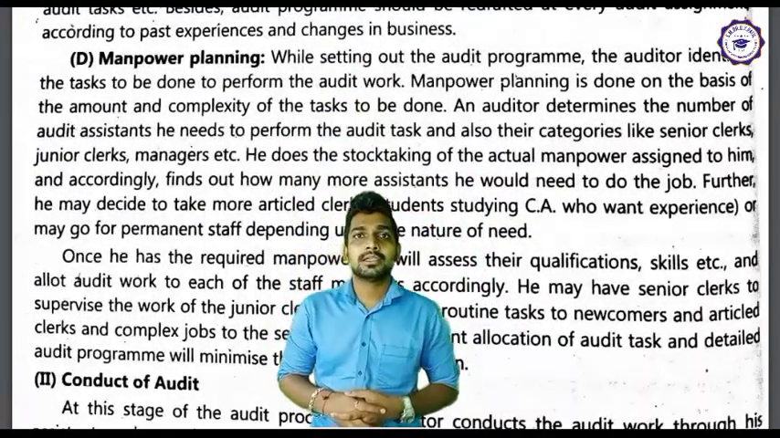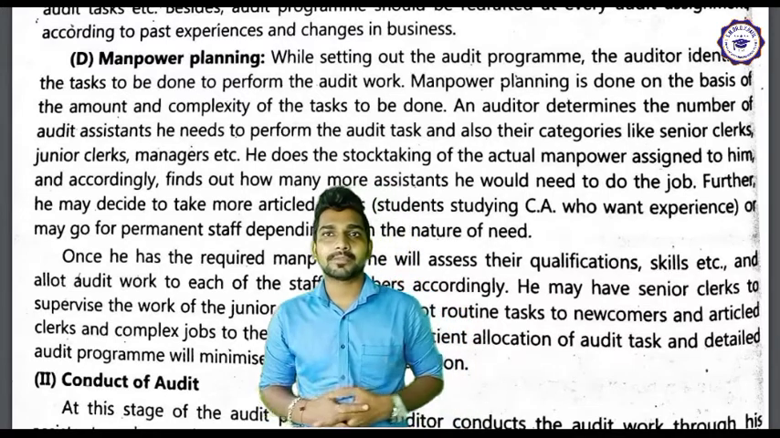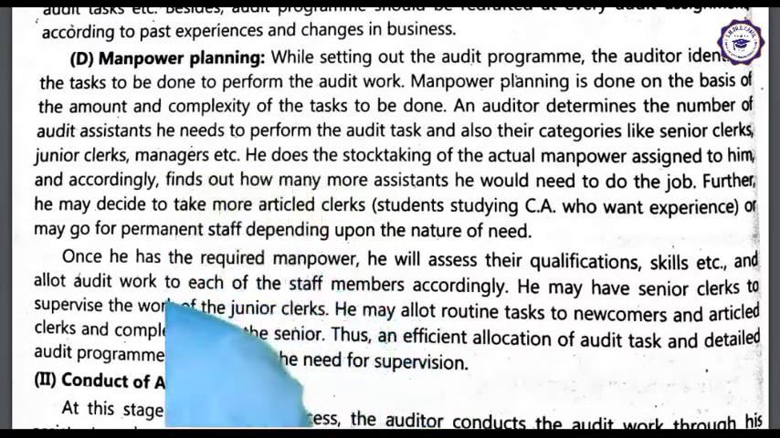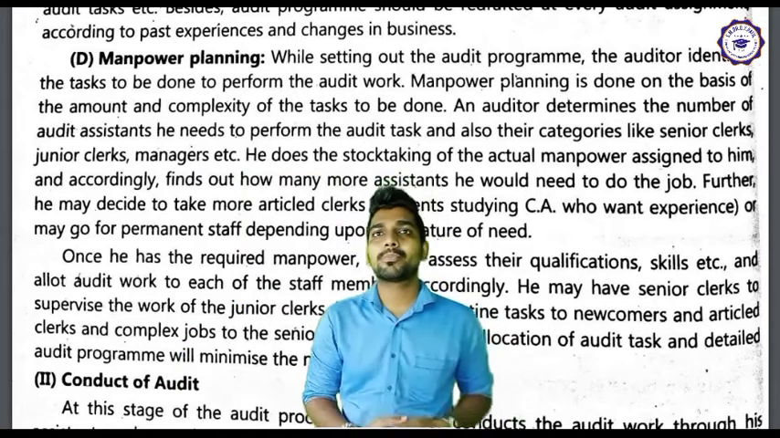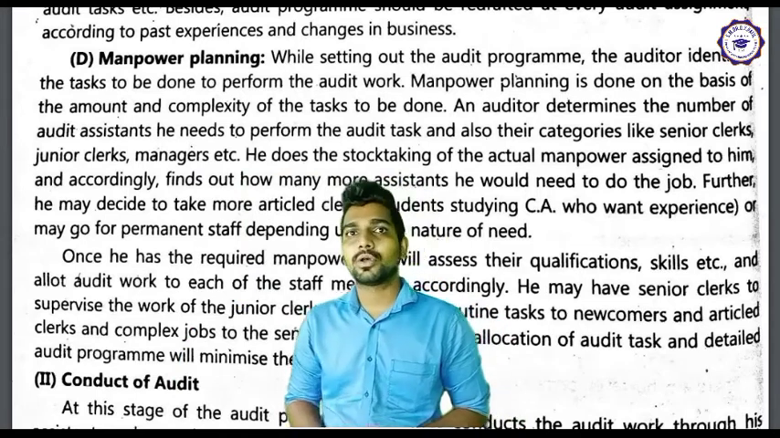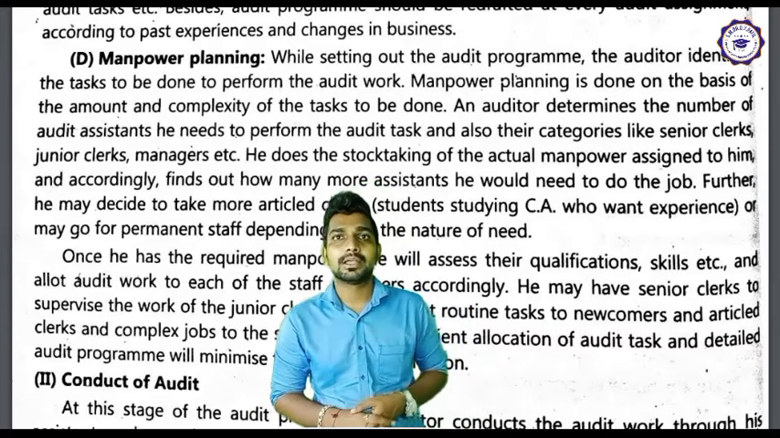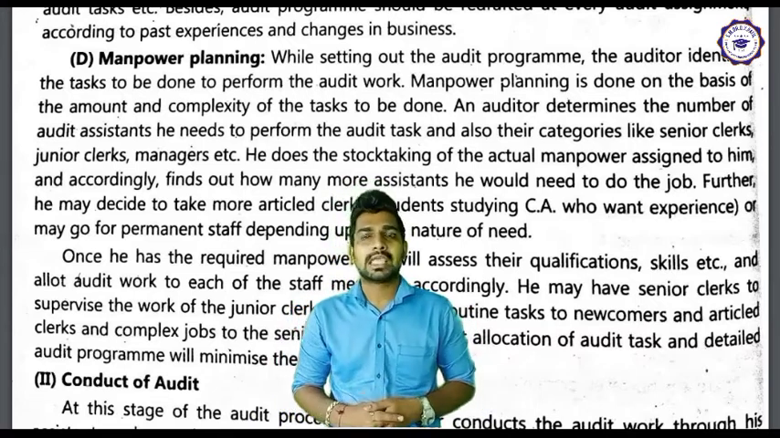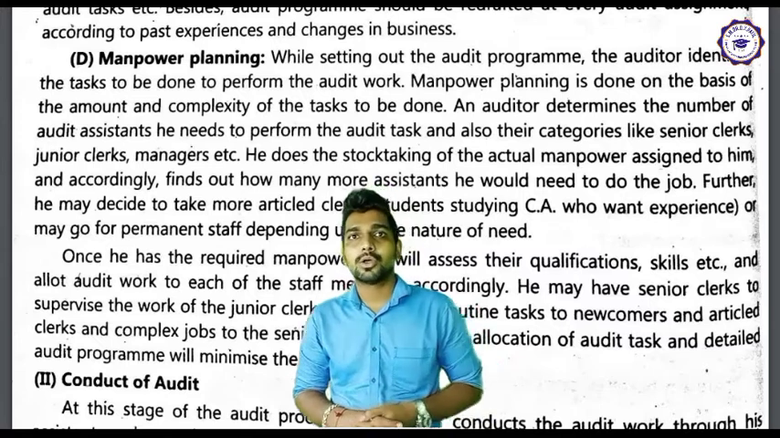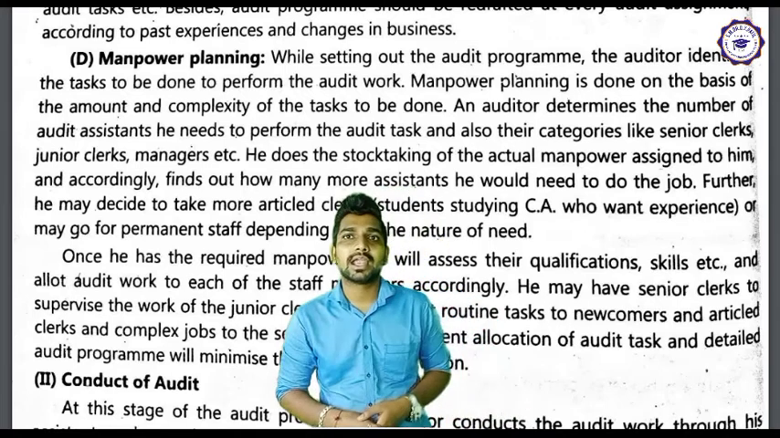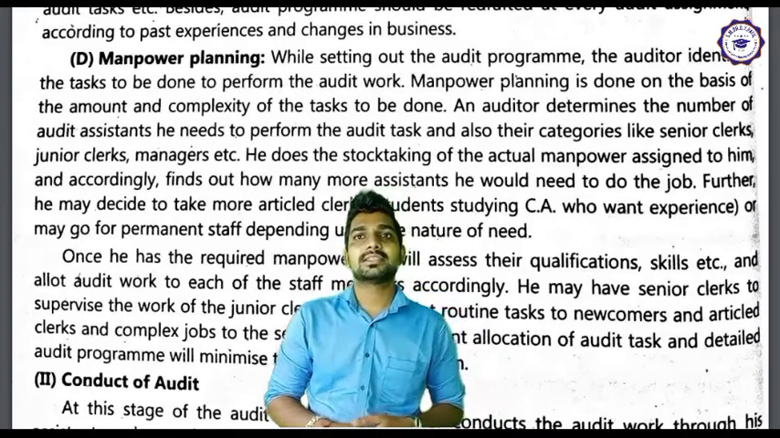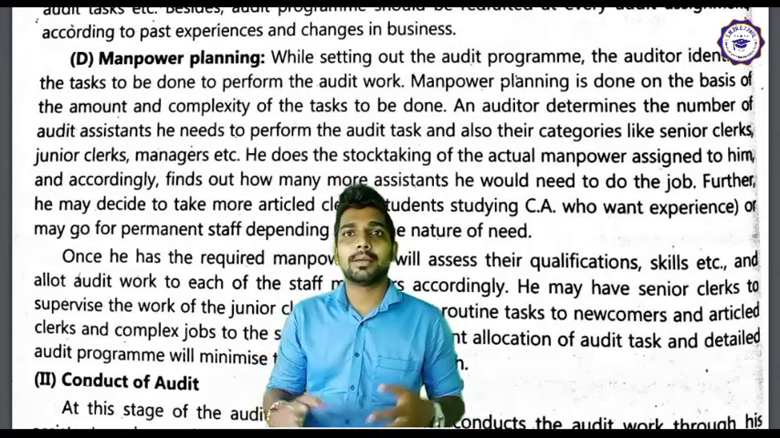Next one is D point, that is manpower planning. So while setting out the audit program, the auditor identifies the tasks to be done to perform the audit work. Manpower planning is done on the basis of the amount and complexity of the task to be done. An auditor determines the number of audit assistants he needs to perform the audit task, and also their categories like senior clerks, junior clerks, managers, etc.